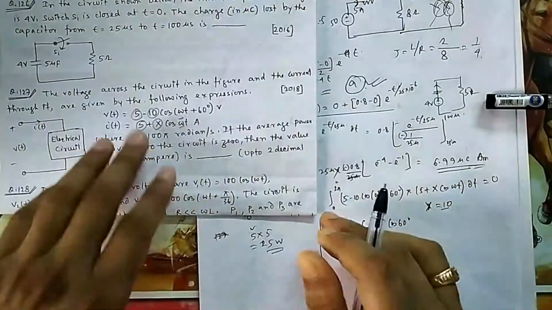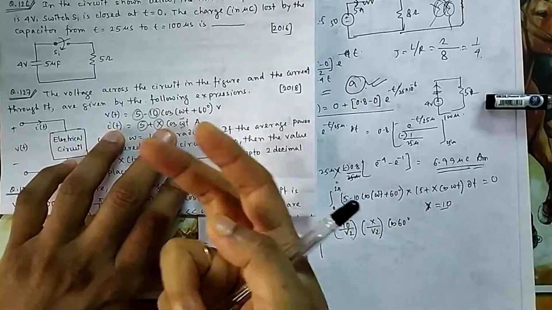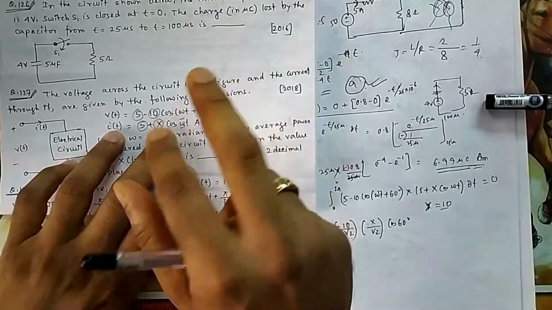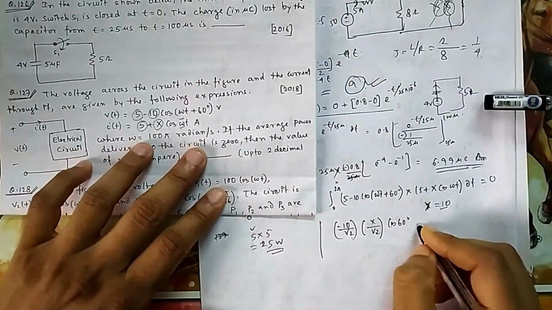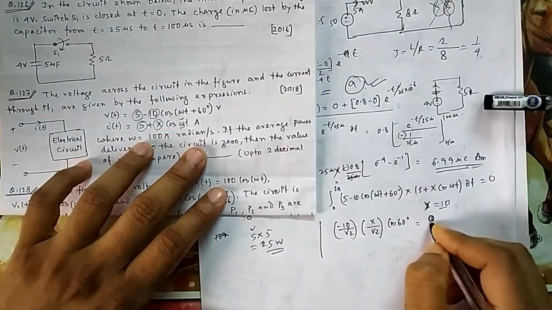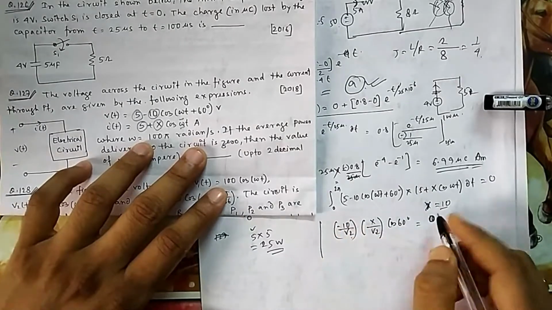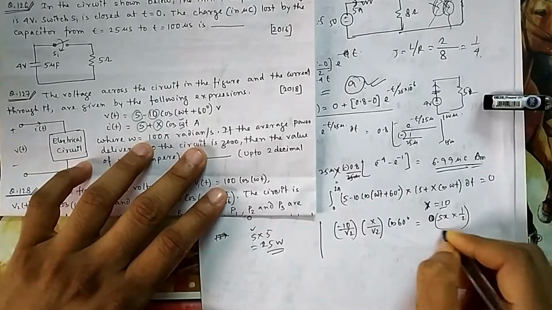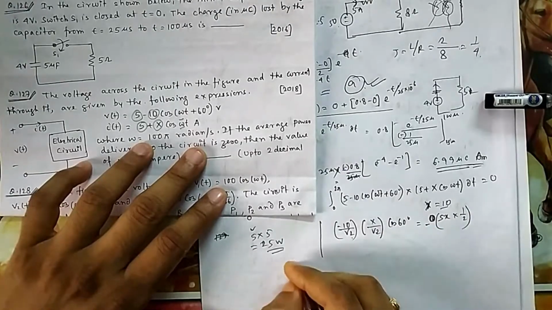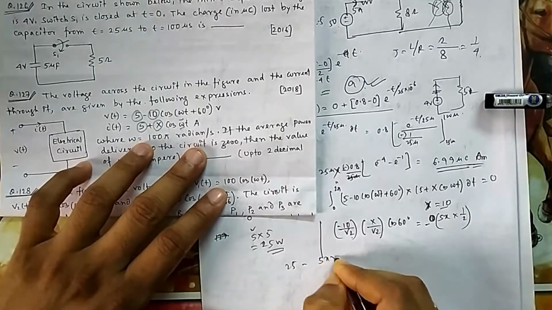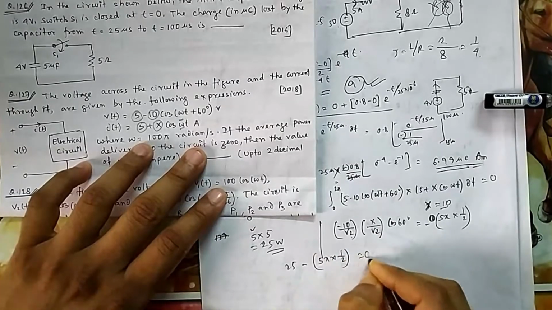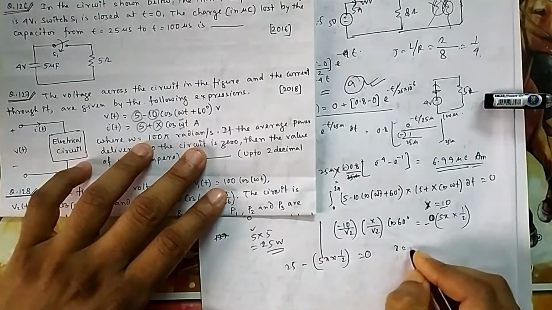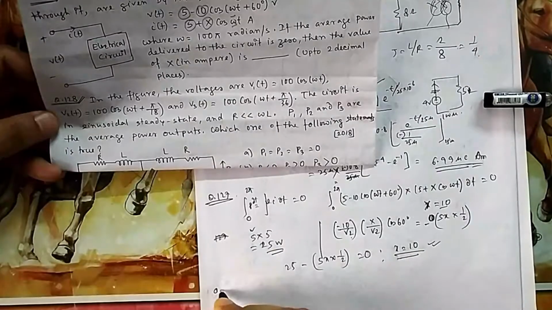Then if one is cos, one is sine, you have to convert either both into sine or both into cos. So if you do this one, it is 10x, it will be 5x, and cos 60 is again half, so 5x by half. So minus. So this plus this should be equal to 0, because this is the average power. They are saying total power is 0. So if you do this one, you will get x equal to 10. That will also give you the answer. So here you can go both ways.